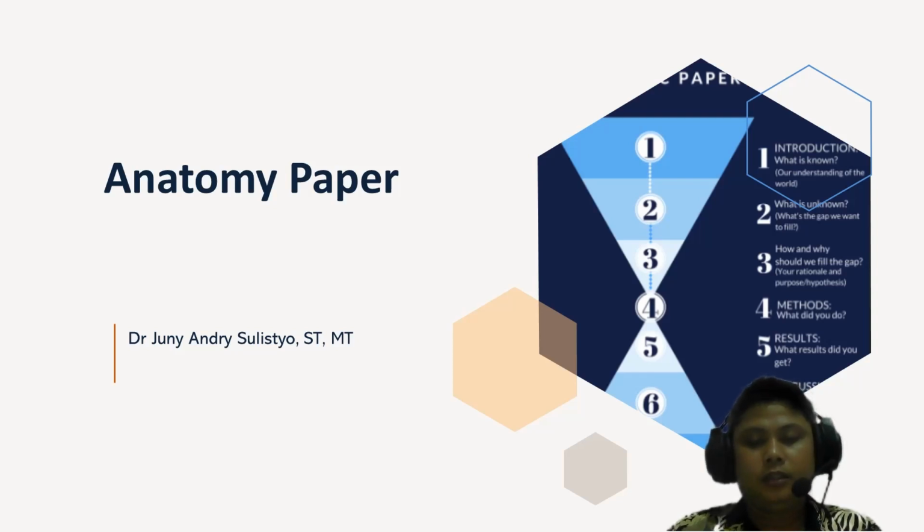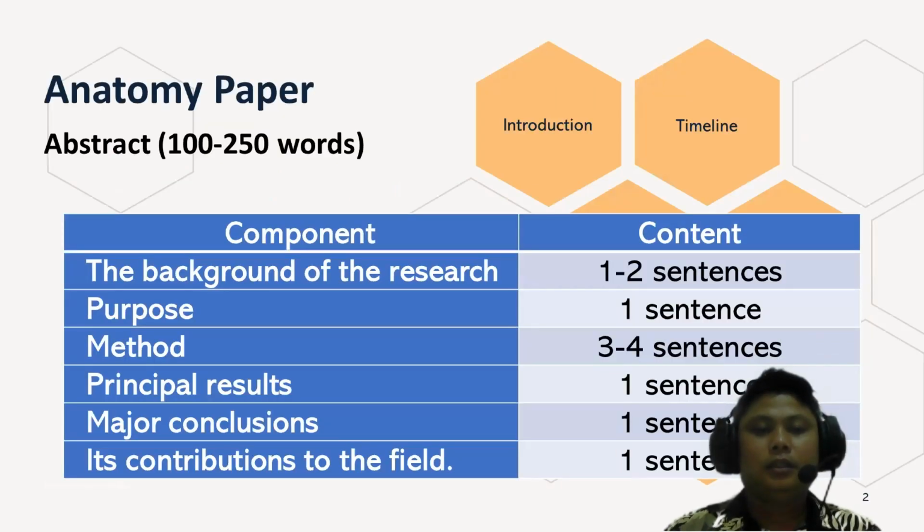This is an anatomy paper. It is the correct order in writing a journal, and sometimes we don't pay attention to it. We can find this in the paper, and the methodology is the way we do it and the way we deliver it. In this slide, the anatomy of a paper.